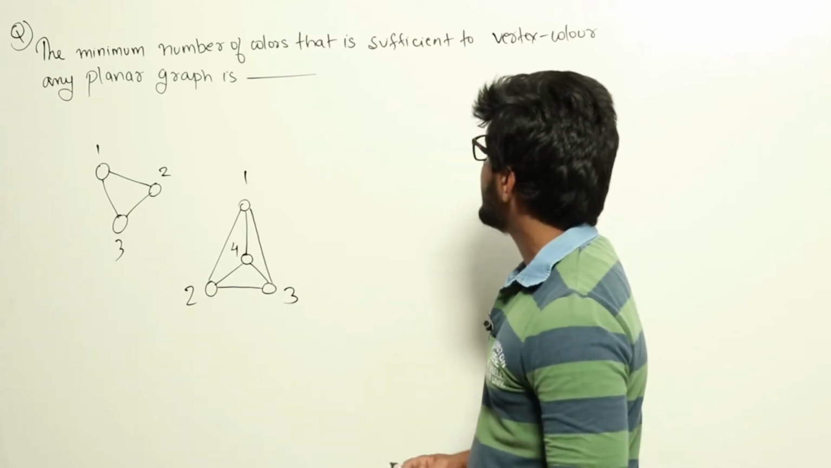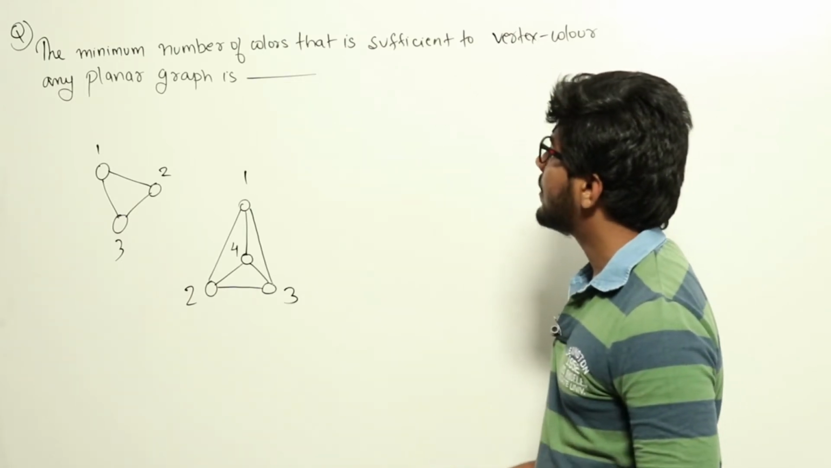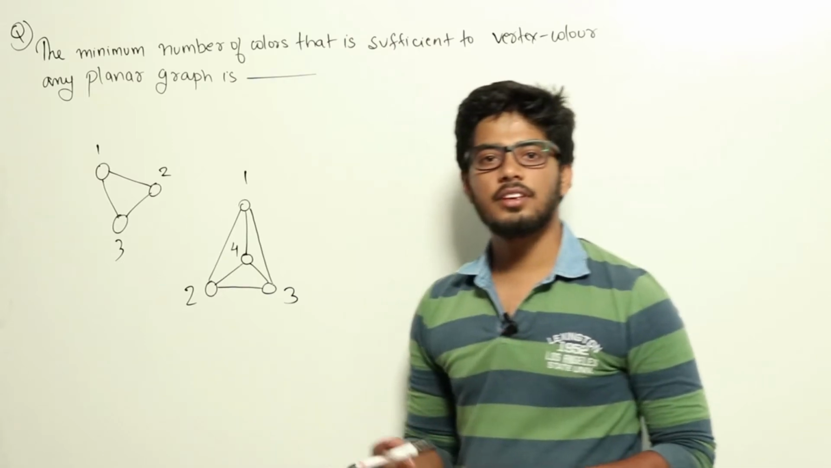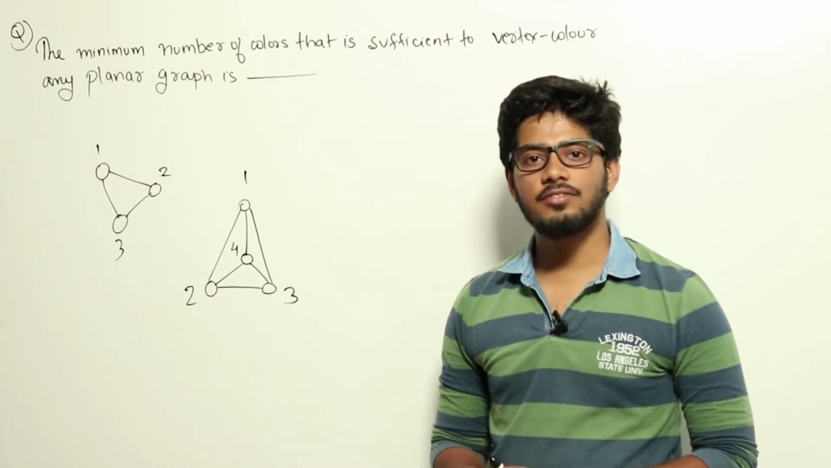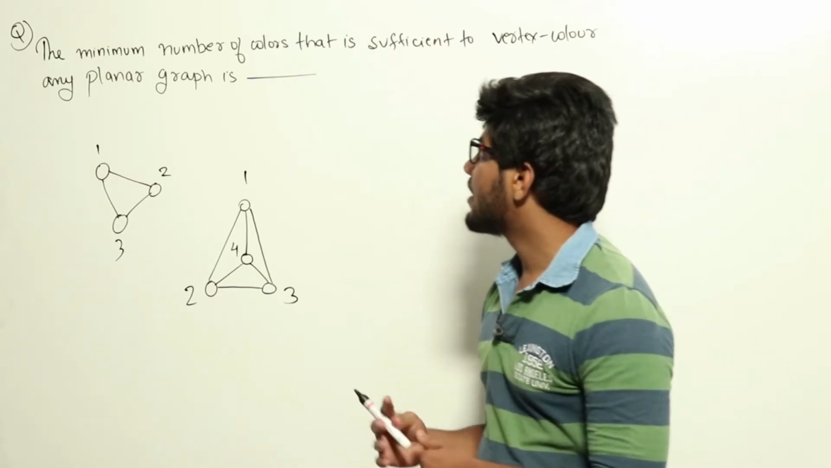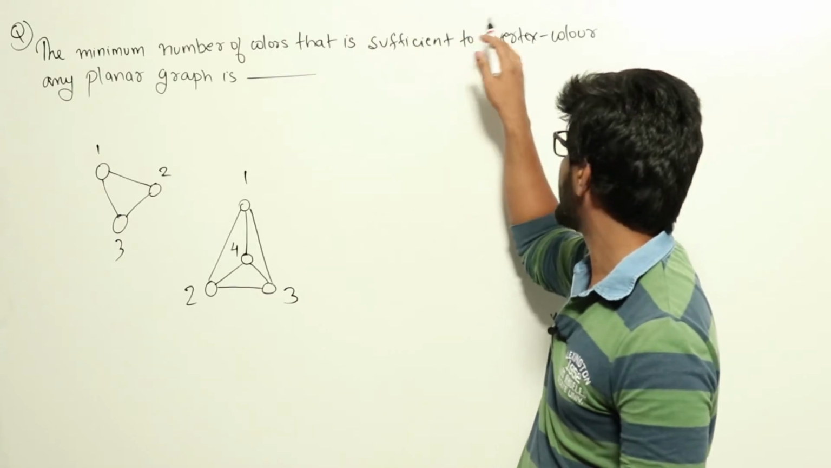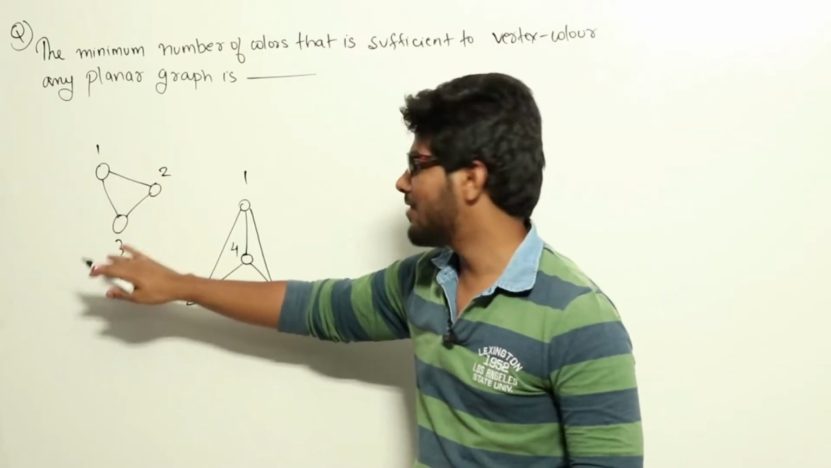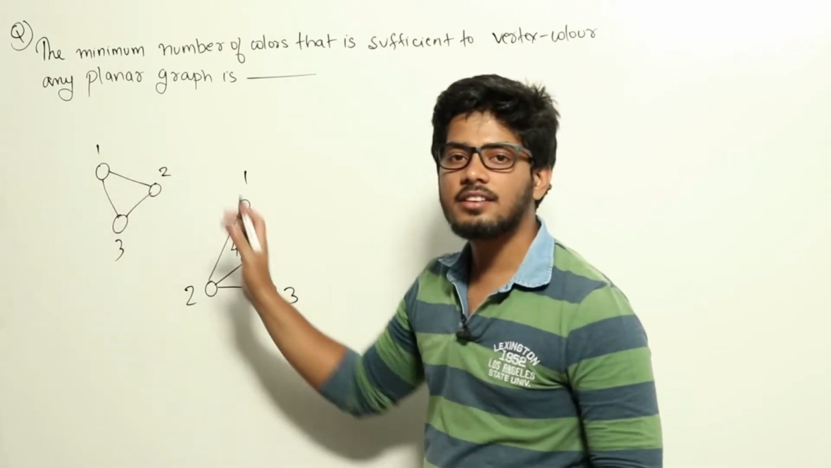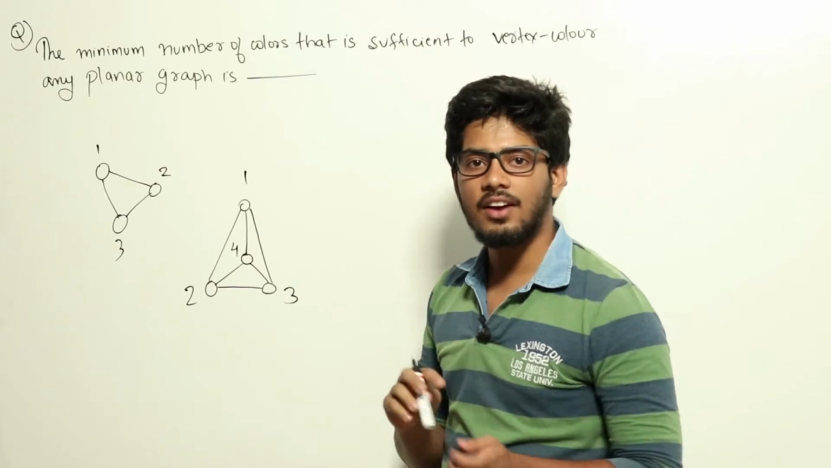The minimum number of colors that is sufficient to vertex color any planar graph is dash. So this is a question coming from graph theory regarding graph coloring. So what is graph coloring? Graph coloring or vertex coloring means that we need to give every vertex in a graph some color such that no two adjacent vertices will have the same color.